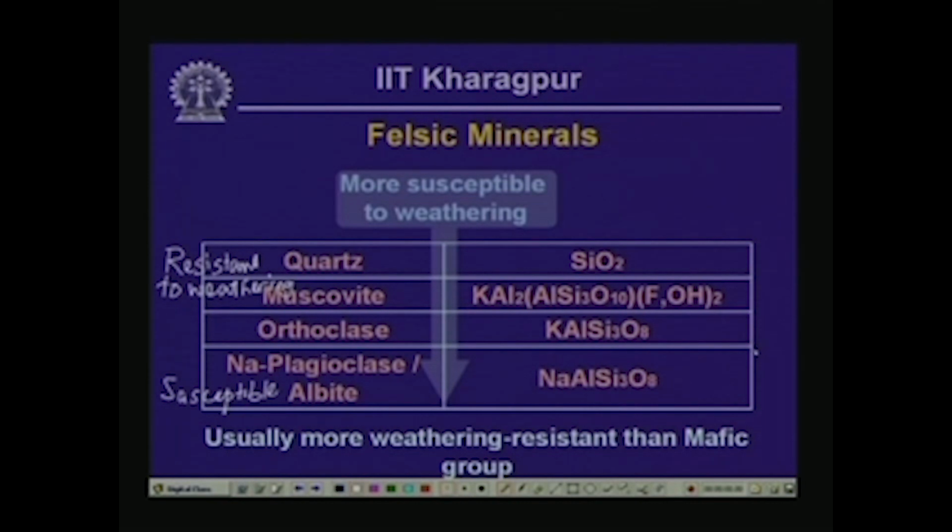So basically, we have seen also in Bowen's reaction series that oxygen abundance actually decreases as we climb down, and quartz, if you remember, was at the bottom of the Bowen's reaction series, and sodium plagioclase was up on the ladder. It has got more oxygen in its formula than the quartz mineral.